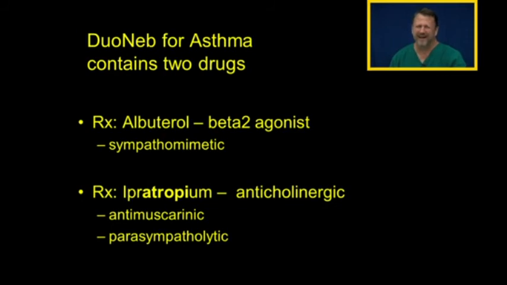It's a beta-2 agonist. It mimics the effects of epinephrine on beta receptors that are sensing the sympathetic nervous system and its instructions. And so albuterol is sympathomimetic. Ipratropium, which is Atrovent, is anticholinergic. It's antimuscarinic and parasympatholytic. It's blocking the system that's constricting lung airways and increasing secretions. And so by blocking it, ipratropium is also a bronchodilator.